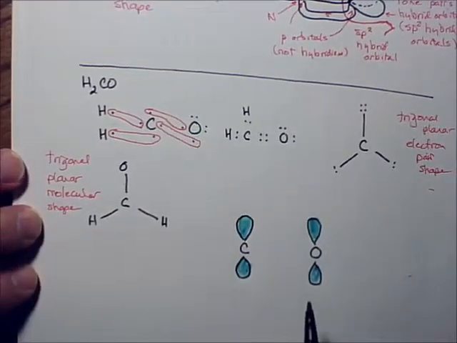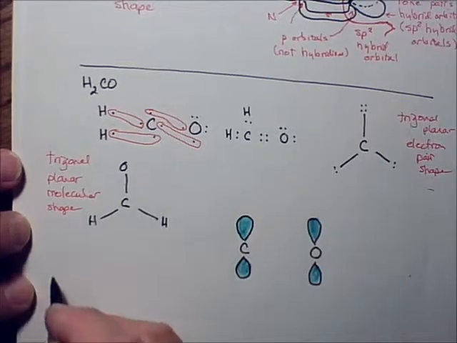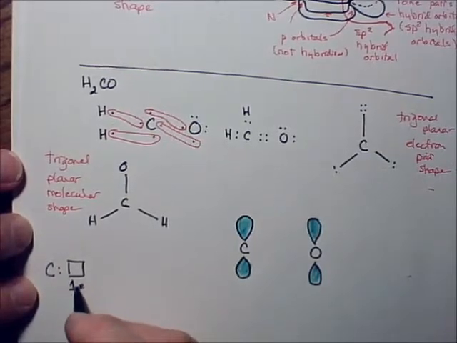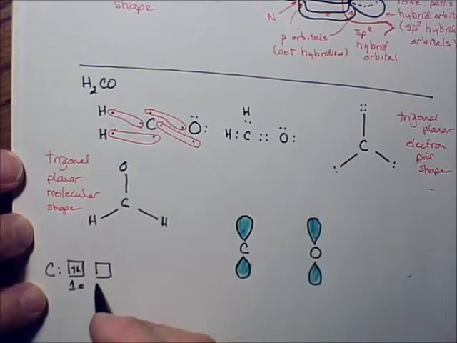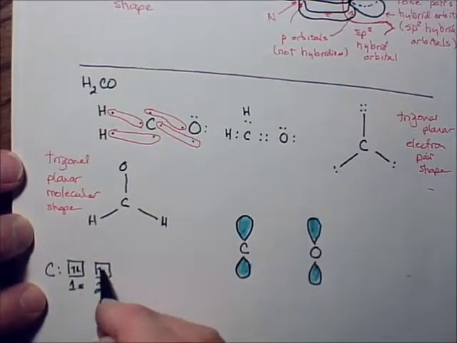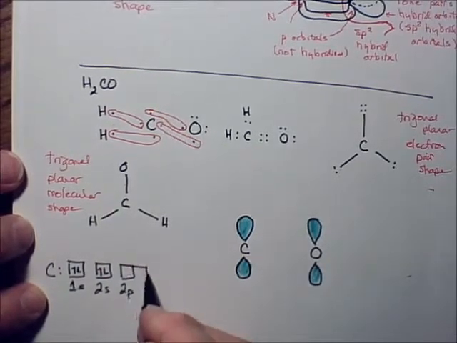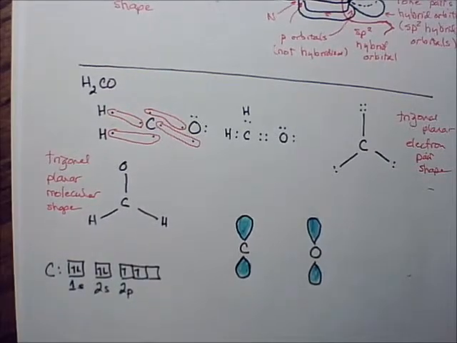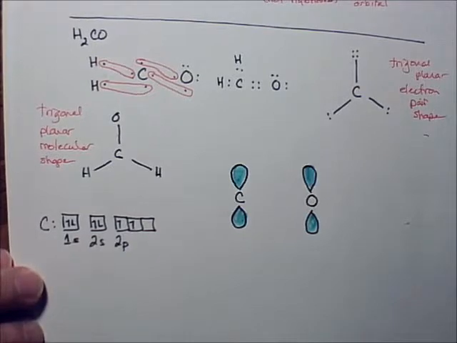Then we're going to hybridize all the other valence level orbitals. Let's see. So carbon, when we initially did the orbital notation for carbon, we had this. There's your 1s electrons. There's your 2s orbital and 2 electrons. And then we had 2p, where we had a total of 2 more electrons. So that was the ground state carbon orbital notation.